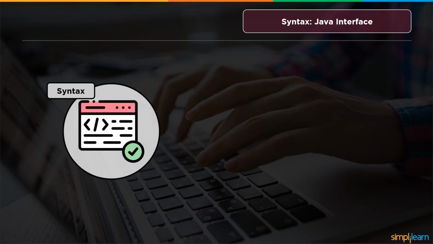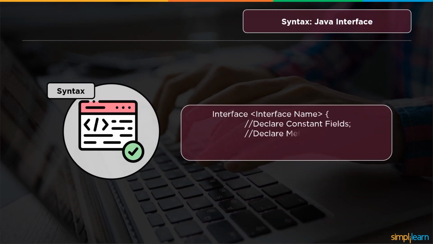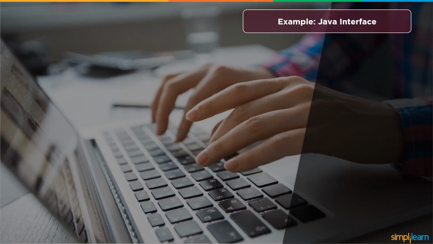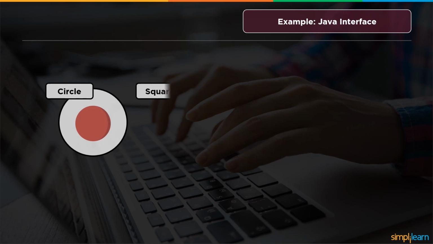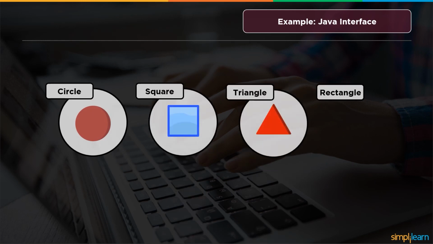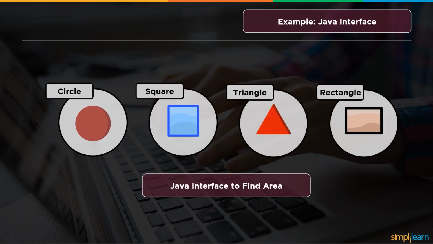So we'll talk about the syntax of the Java interface. You have the interface keyword, then your interface name, and then you declare your constant fields, declare your methods, and default methods. And really, to understand this, we just need to take a look at an example of a Java interface. We're going to do a Java interface defining area, just a fun little code.